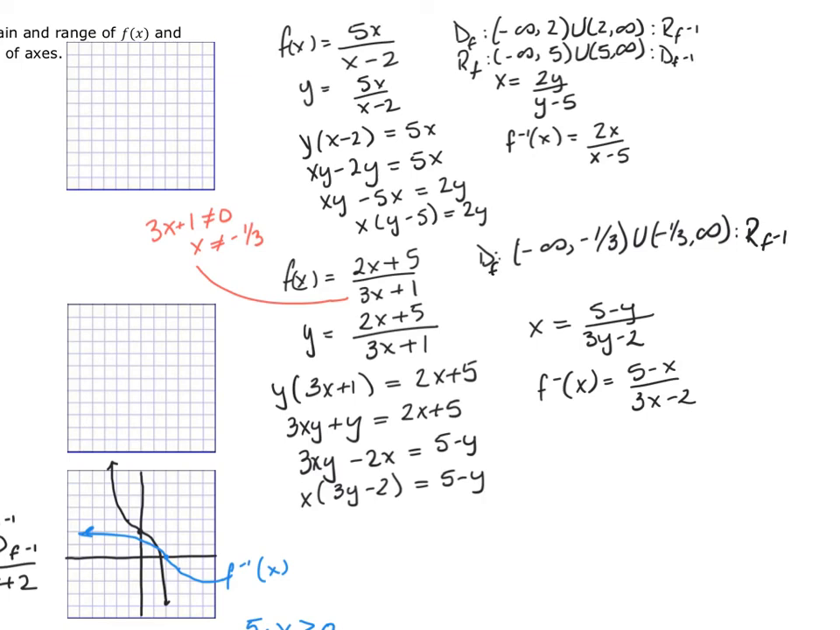And then to find the range of my original function, I set that not equal to 0. So 3x minus 2 cannot equal 0. So x cannot equal 2/3.